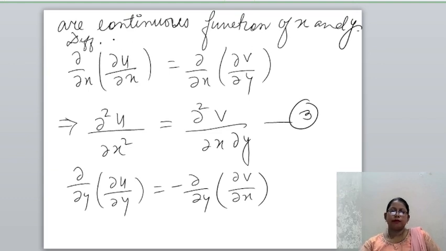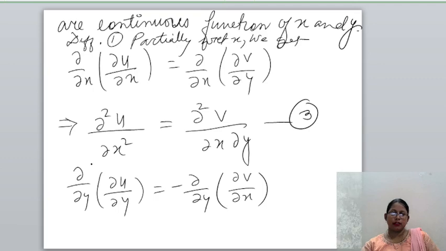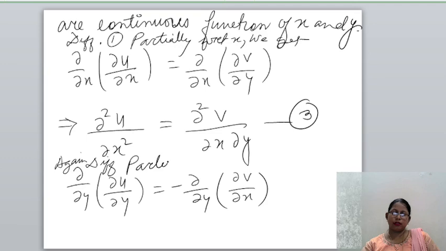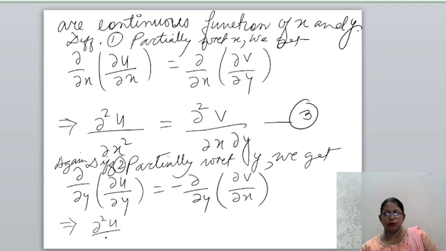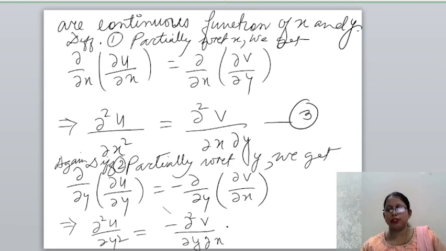Then differentiating 1 partially with respect to x, we get again, differentiating 2 partially with respect to y, we get this implies del 2u del y2 equals minus del 2v del y del x. Put this as equation 4.